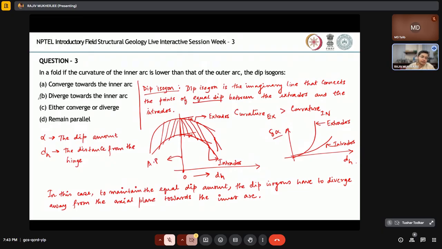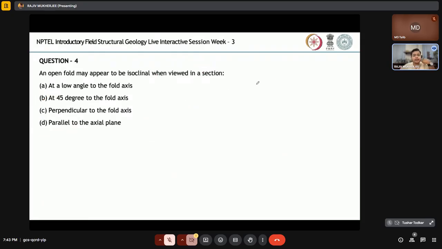So diverge towards the inner arc. So starting from outer arc to inner arc, we see that the dip isogons are getting diverged, right? So option B is the correct answer for this question. Okay, let us move on to the next question.